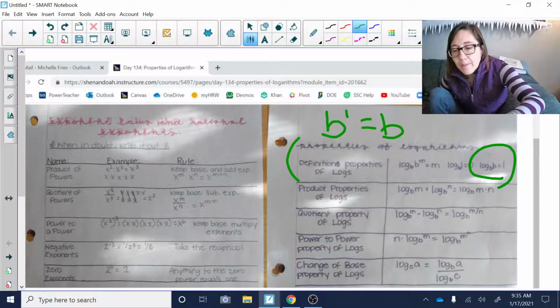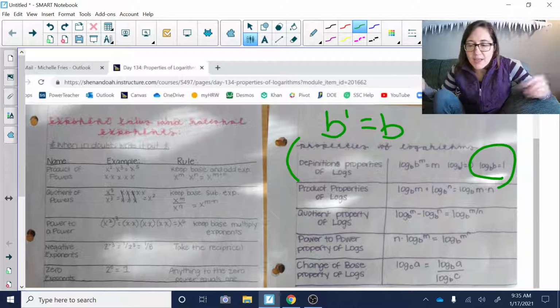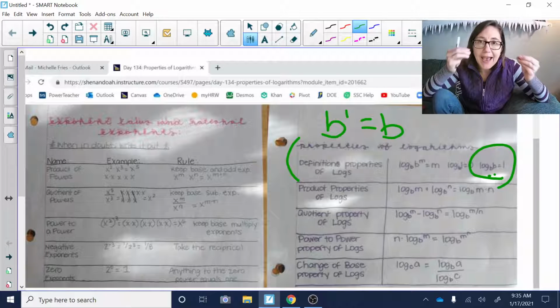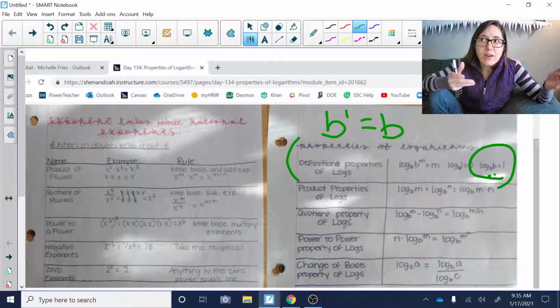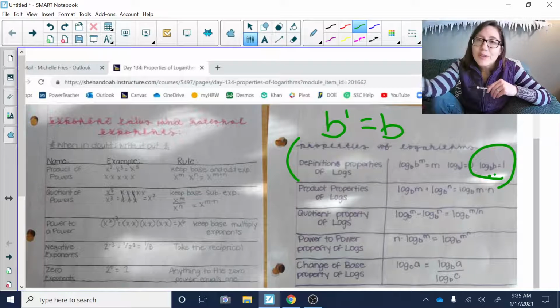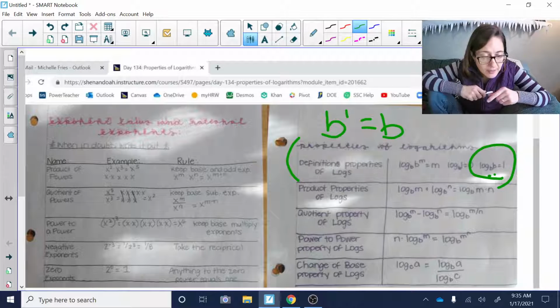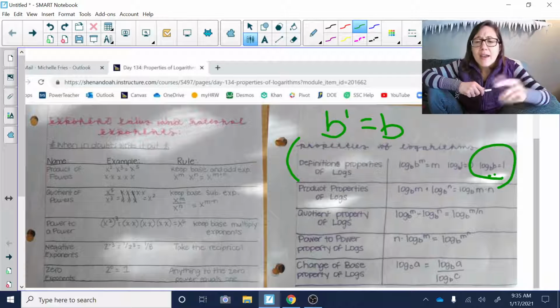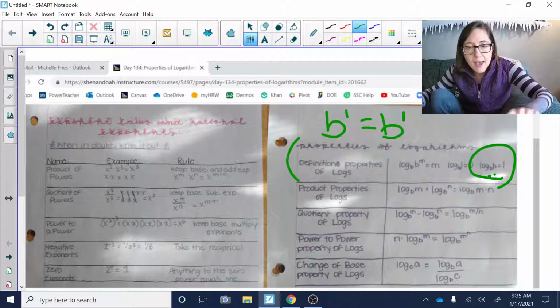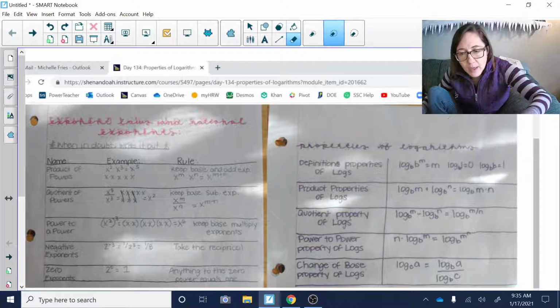The reason is if the base matches what your answer is, so the base is the subscript number, and you can think of the argument as your answer after you figured out this exponential problem, it must be an exponent of 1. If b to the something equals b, well then you're only using an exponent of 1. That's just the idea that if I don't put an exponent, the understood exponent is a 1 on it. So there's that.